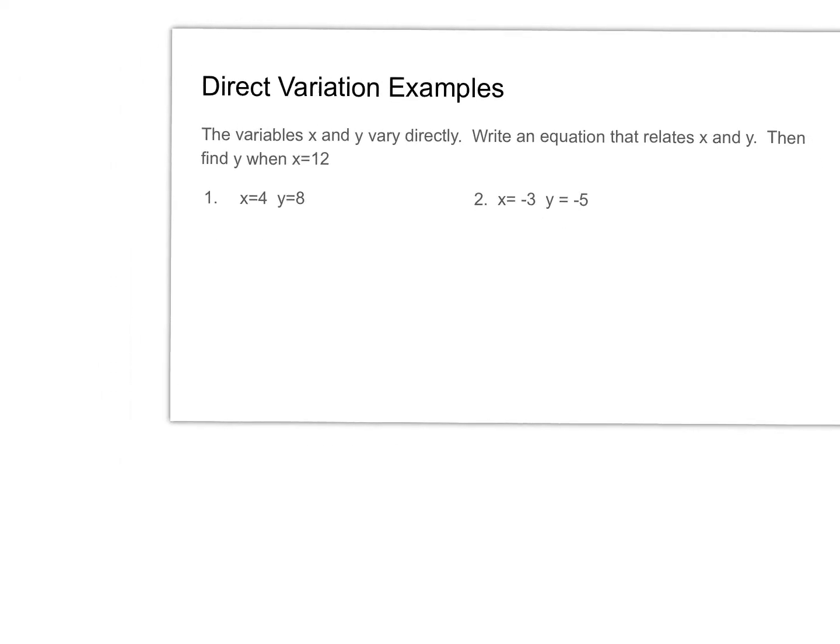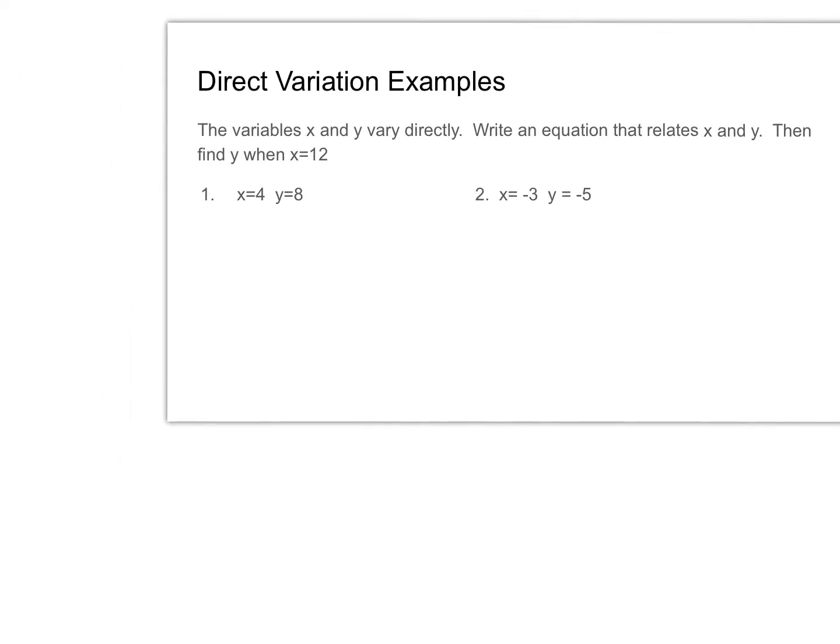Alright, so let's take a look. The variables x and y vary directly. Write the equation that relates x and y, and then find y when x is 12. Again, we're going to start with our basic substitution. We have our formula y equals ax. You know that x is 4 and y is 8, so we're just going to substitute. So that's simple: 8 equals a times 4. Now I'm going to solve the equation, divide by 4. So 2 is equal to a.